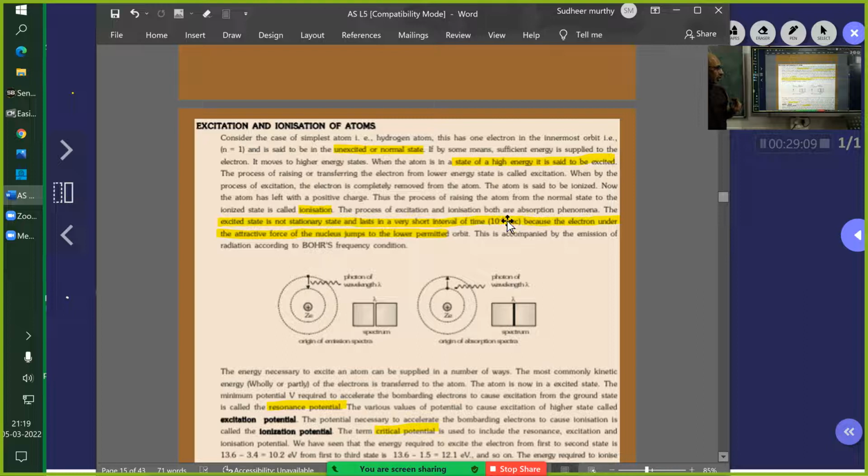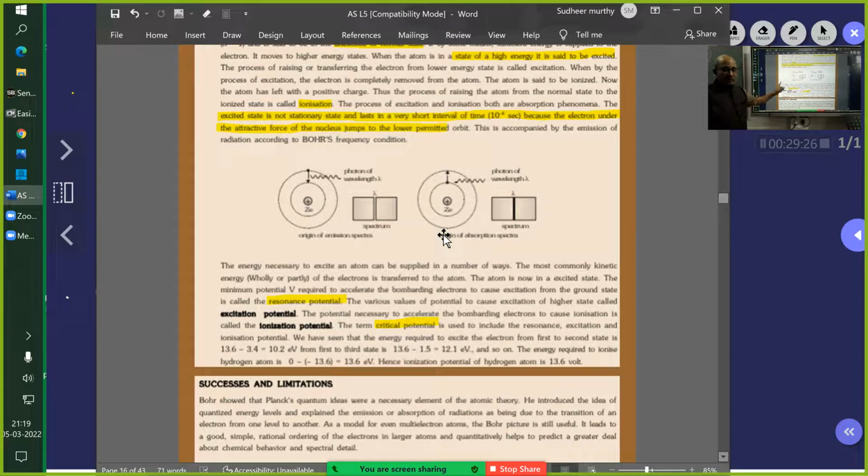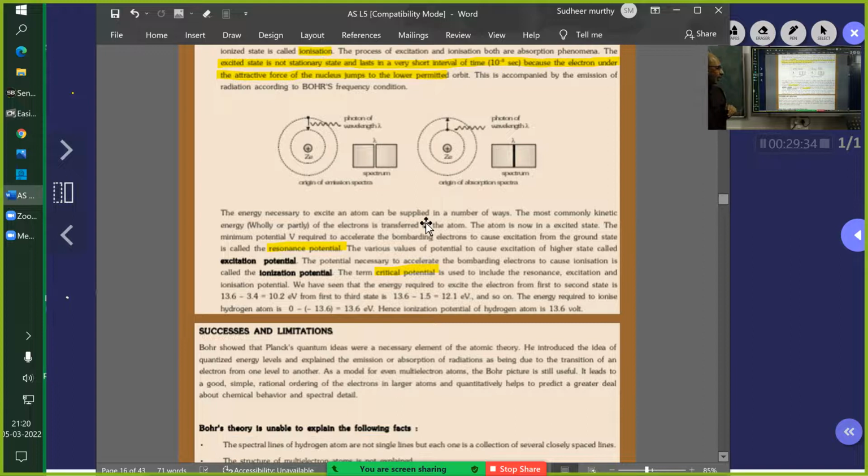The process of excitation and ionization both are absorption phenomena. The excited state is not a stationary state, and it lasts for a very short interval of time. Because the electron is under the attractive force of the nucleus, it jumps back to the lower level. Okay, fine. So there are questions on whether the assertion is right and the reason is right. In that, this has appeared. One more word that has come here is resonance potential.